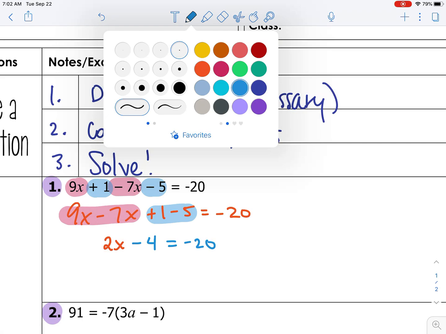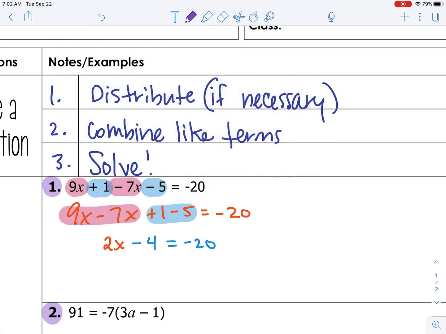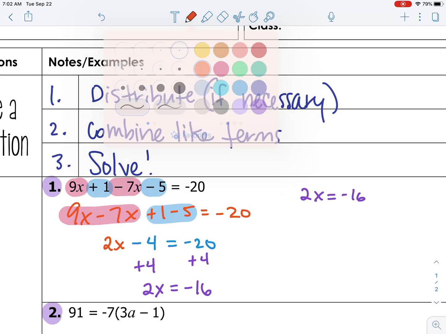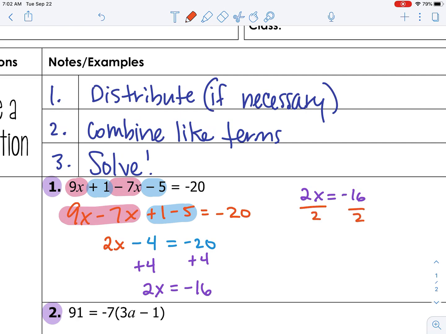So as you look at this, now you see that we have a problem that we've seen before. To keep going, we need to add 4 to both sides. So 2x equals negative 20 plus 4 is negative 16. We divide both sides by 2. And negative 16 divided by 2 is negative 8.